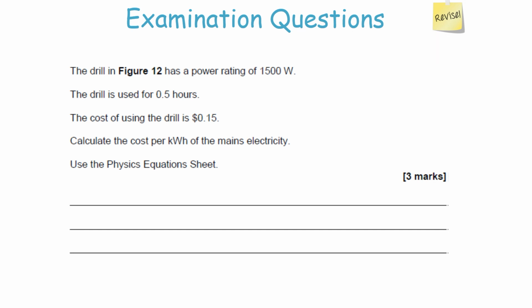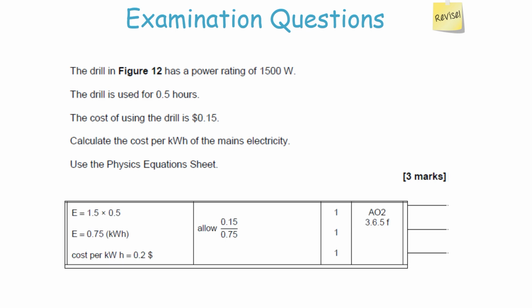Right, so again, the first thing we need to do is work out how many kilowatt hours of energy we use. We can then multiply it by the cost per kilowatt hour to work out our total cost of the mains value. So what we would do is say energy is equal to 1.5, which is the power, but we need it in kilowatts. So 1,500 watts is 1.5 kilowatts, times 0.5 hours, because we're doing kilowatt hours. So we've used a total of 0.75 kilowatt hours.